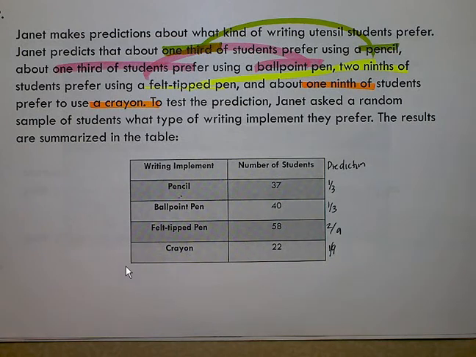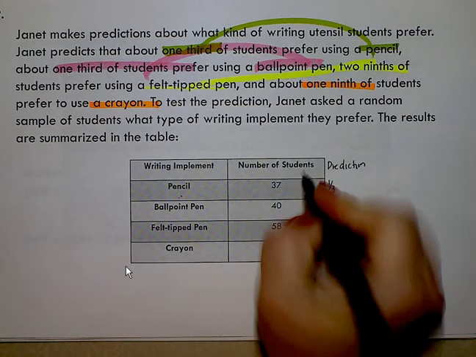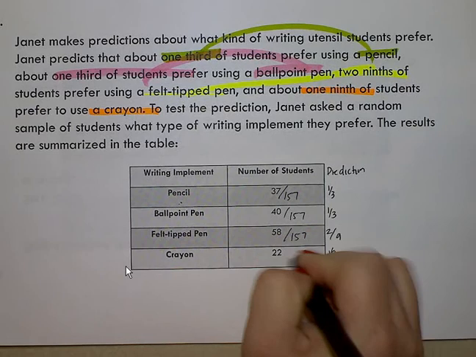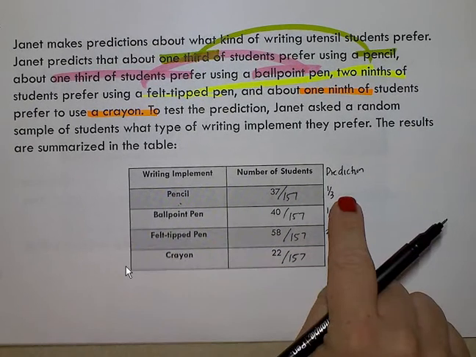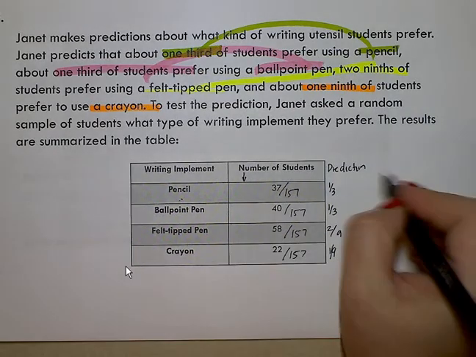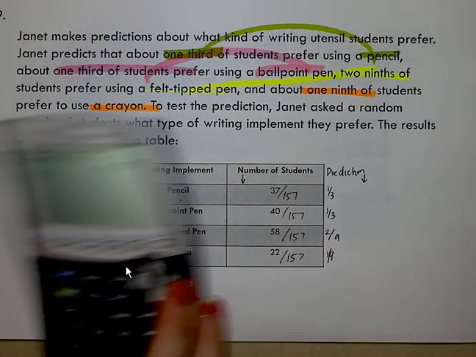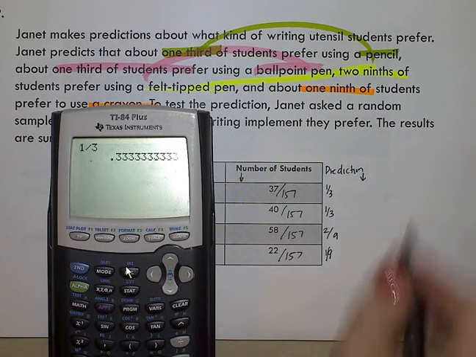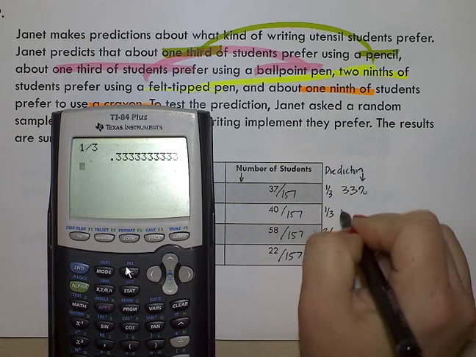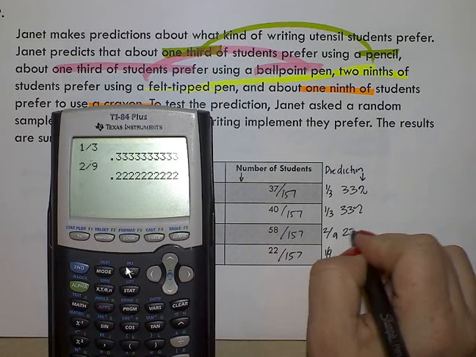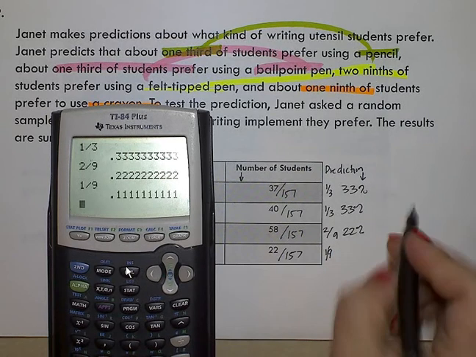Did you come up with 157? Yeah. So right over each, 157. Okay, so I'm going to do a percentage here of the actual responses and a percentage here of the predictions. I'm going to start with predictions. I know 1 divided by 3 is 33%. This is 33%. 2 divided by 9 is 22%. 1 divided by 9 is 11%.